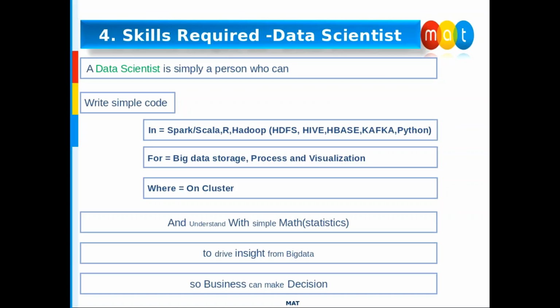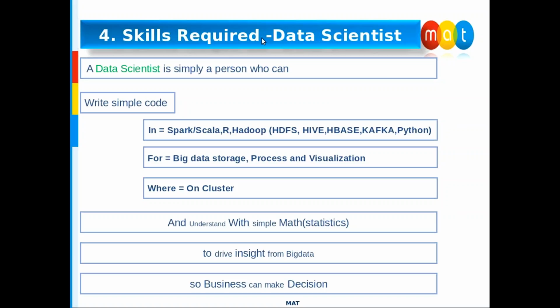What technologies were introduced here? A very important thing: you write very simple code. Only that fellow can become a data scientist. If you want to write 3,000, 4,000, 10,000 lines of code, don't be in data science or big data. If you are passionate about building code, sitting 18 hours, 20 hours, don't come to big data technologies.